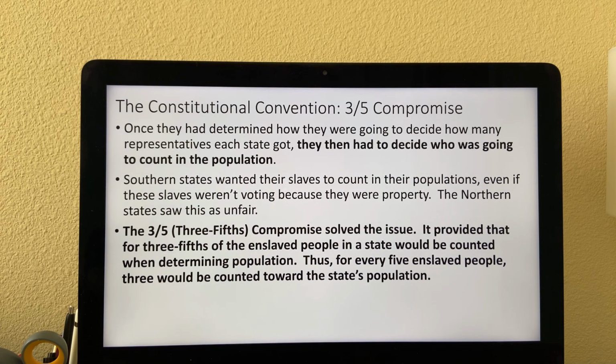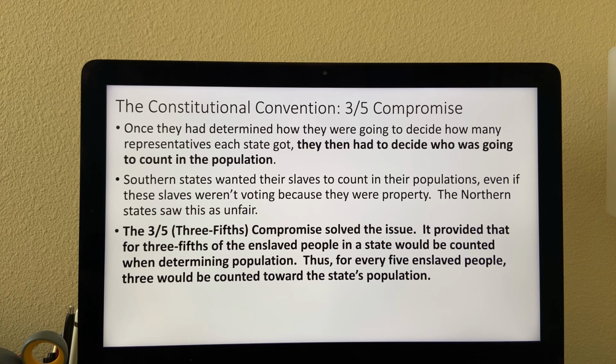So they have decided, okay, we are going to determine the House of Representatives by population. So once they had that figured out, they then had to decide who they were going to count in the population. Now, the southern states wanted their slaves to count in their populations because that would greatly boost their population count, and therefore they would have lots of representatives. But that really wasn't fair because obviously the slaves are not going to be voting because remember they are still viewed as property, and the northern states thought that this was unfair. So they are like, we have got to do something about this because this was a problem.